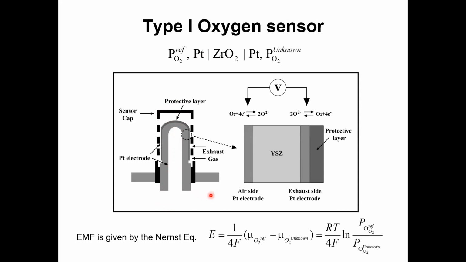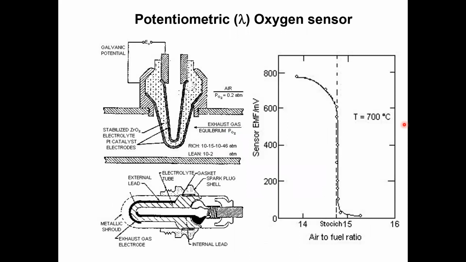And again, if you measure EMF by connecting inside versus outside, it's painted with platinum inside, painted with platinum outside, and you connect inside versus outside. The EMF signal will be proportional to the logarithm of the partial pressure of oxygen between the reference and the unknown. So by knowing this, the measurement of the EMF will give you the unknown value. And that's what the oxygen sensor is doing in your car.